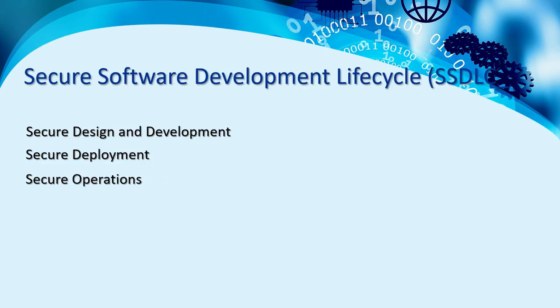Secure software development lifecycle, we also call it SDLC. There are different aspects here. One is the secure design and development, secure deployment, and secure operations. The secure software development lifecycle is how cloud computing affects the application security from design to deployment. The secure design and development, from training and developing organization-wide standards to actually writing and testing the code.